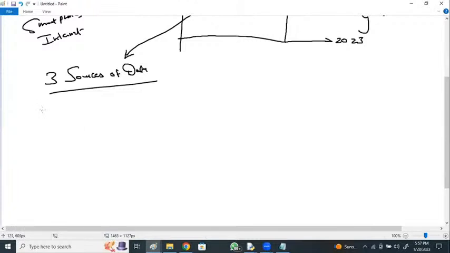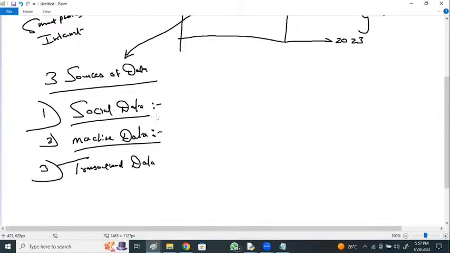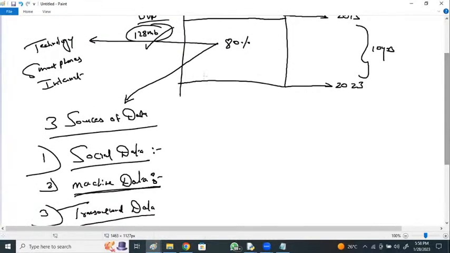From where is this data getting generated? Mainly three sources: social data, machine data, and transactional data. Social data is data generated from social sites, like Amazon, Facebook, Twitter. Machine data is data generated by reading or scanning barcodes and RFID chips. Whenever you go to a shopping mall, for the items you purchase, huge data is generated by scanning the barcodes. Such data we call machine data. Transactional data is from day-to-day operations, like bank transactions and telecom transactions.